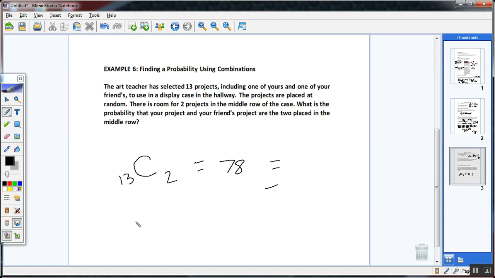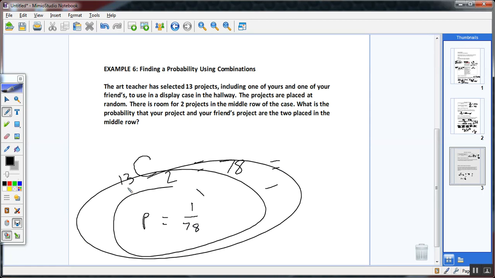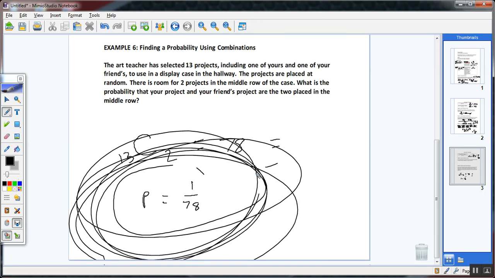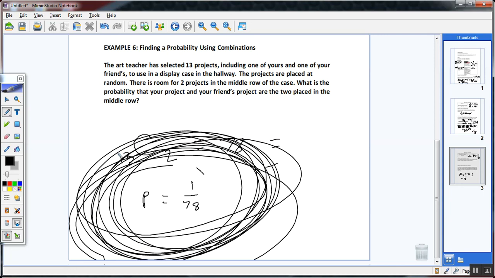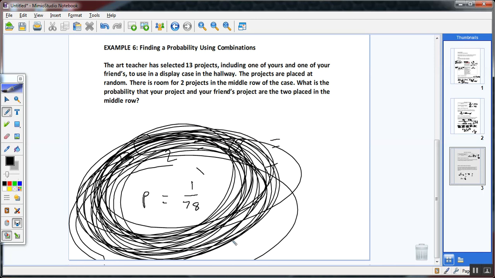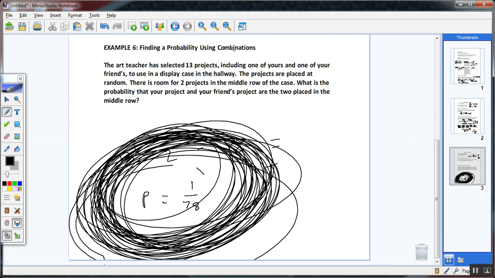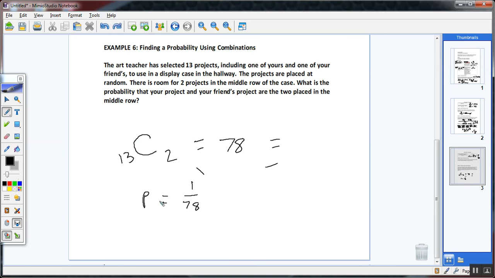So the probability that happens then is 1 out of what? 78. Why 1 out of 78? Because that's the only one that would have them. What does the 78 represent? The number of combinations, the number of ways I can choose 2 projects out of a total of how many? 13. Only one of the 78 combinations is Brianna and Tristan.